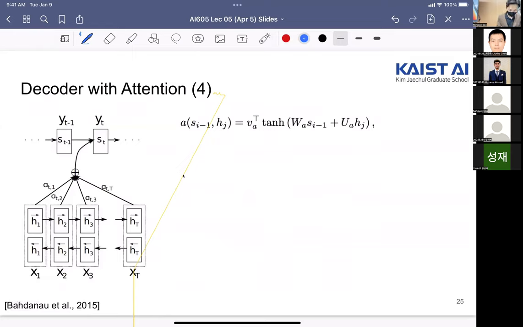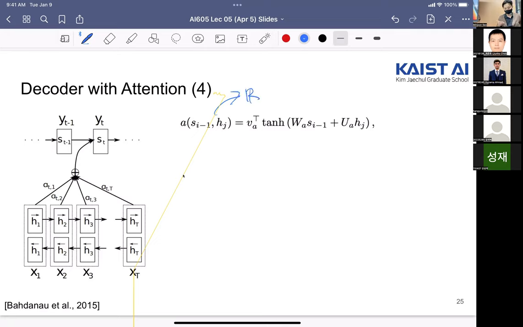How do we compute the A? I talked about the linear layer and activation, but it's a bit different here, because if you just do a linear layer and activation, the result will be a vector. It's not a scalar value, but we want a scalar value for each two vectors. So we want to map this to some real number.